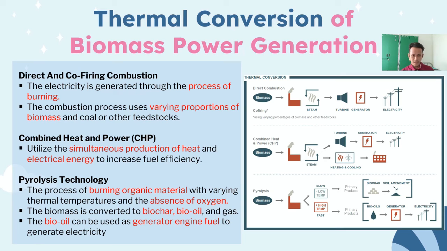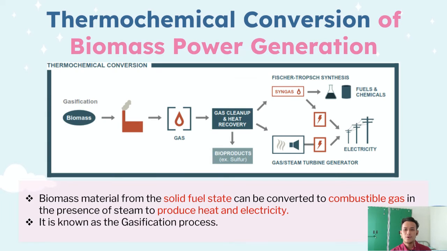Pyrolysis technology. The process of burning organic material at varying temperatures in the absence of oxygen. The biomass will convert into biochar, bio-oil and gas. The bio-oil can be used as generator engine fuel to generate electricity. Thermochemical conversion. In this thermochemical conversion, the biomass material from the solid fuel state will be converted into combustible gas in the presence of steam to produce heat and electricity. This process is known as the gasification process.